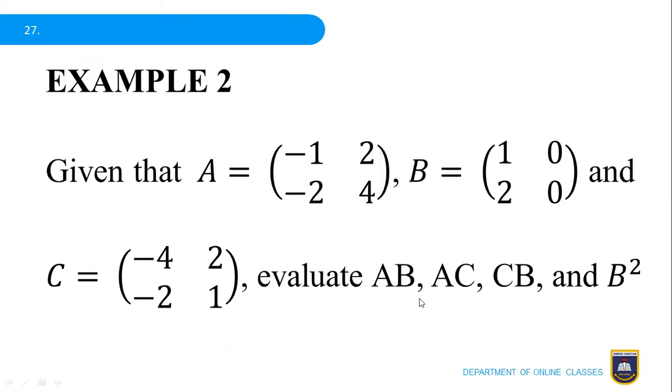Example number 2. Given that A equals [-1, 2; -2, 4], B equals [1, 0; 2, 0], and C equals [-4, 2; -2, 1]. Evaluate AB, AC, CB, and B squared. Try the first one, everybody. I will call you to give me your answer. So you copy the question, you solve it after that.